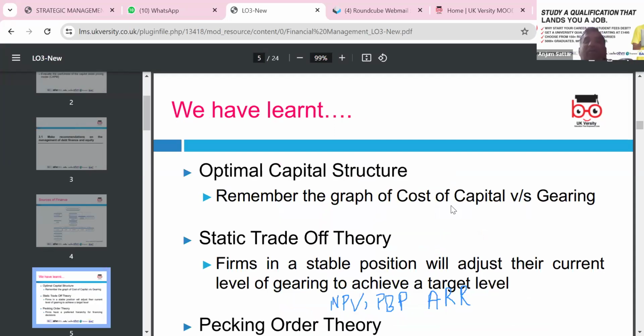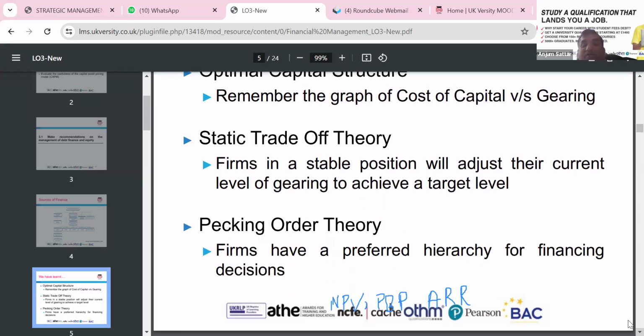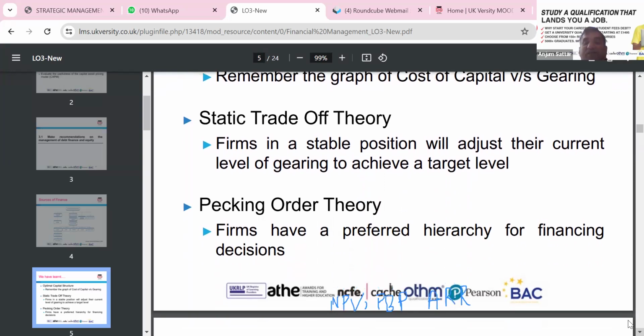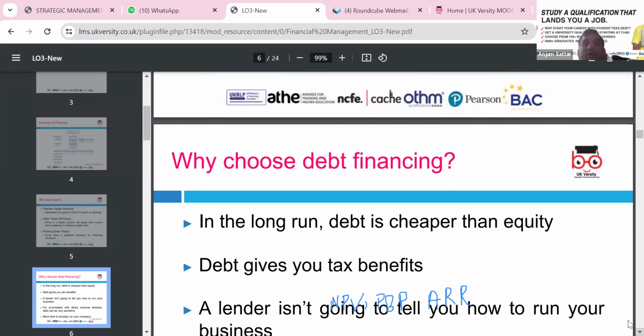Then the optimum capital structure. Remember the graph of cost versus gearing. In static trade-off theory, a firm in a stable position will adjust its current level of gearing to achieve the target level. And we can look at pecking order theory, where firms prefer a hierarchy of financing, to see which one is best for you. So when we look at why we choose debt financing: in the long run, debt is cheaper than equity.